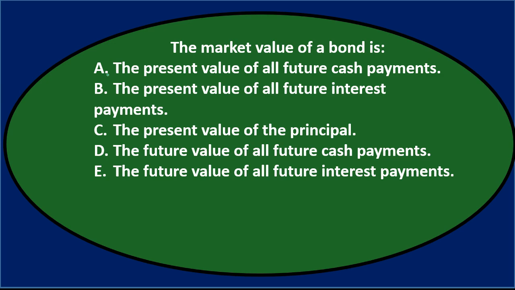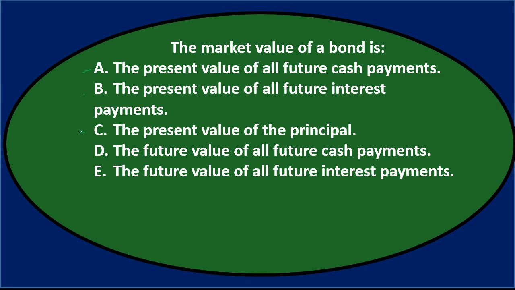So A says the present value of all future cash payments. That sounds kind of reasonable. B says the present value of all future interest payments. And C says the present value of principal payments. So A, B, and C are kind of breaking out all the different combinations of the types of payments. There's only two. We're going to get the principal back, and we're going to get the interest back. So which of those present values would it be?